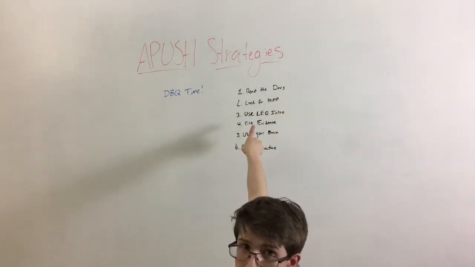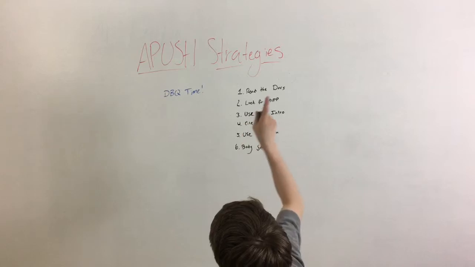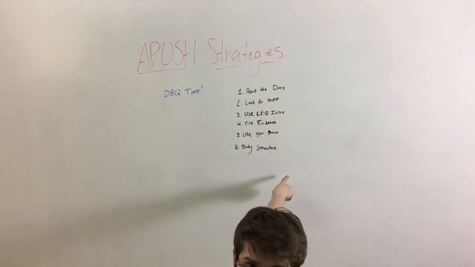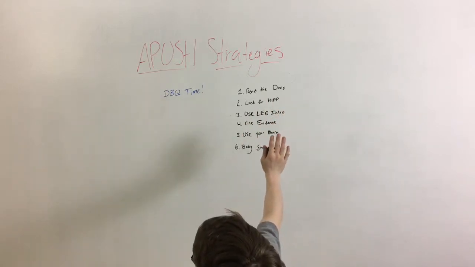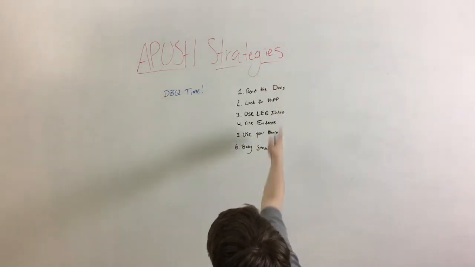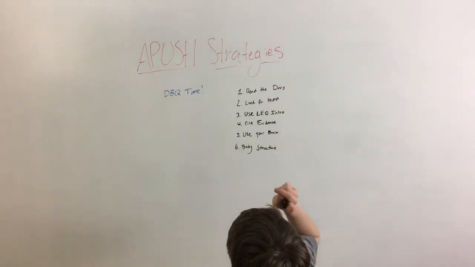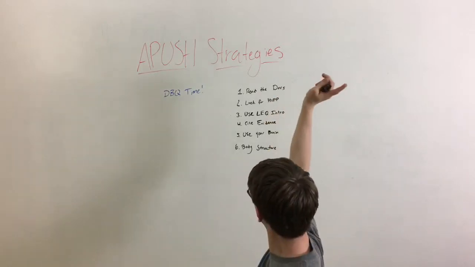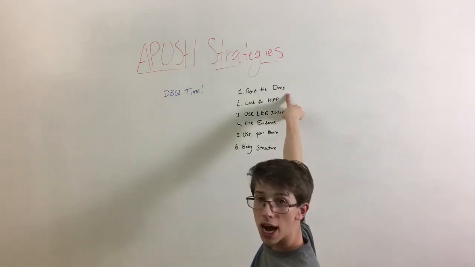So we have 6 strategies that we're going to go through, and this is in order, by the way. Like last time, I'm pretty sure, everything's in order. So the first thing you're going to do is read the documents.